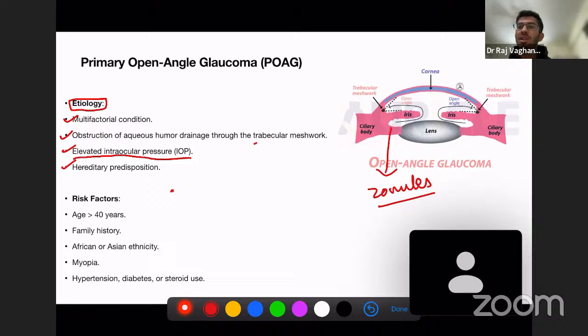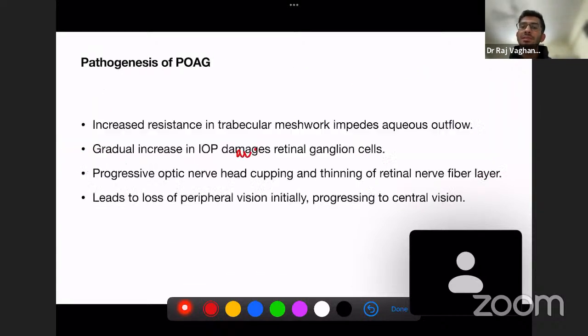It's very important, right? Trabecular meshwork is very important. And due to this, there can be continuous filling up of aqueous humor in the anterior chamber. This can lead to elevated IOP. Now, this elevated IOP is responsible for producing glaucoma, right?